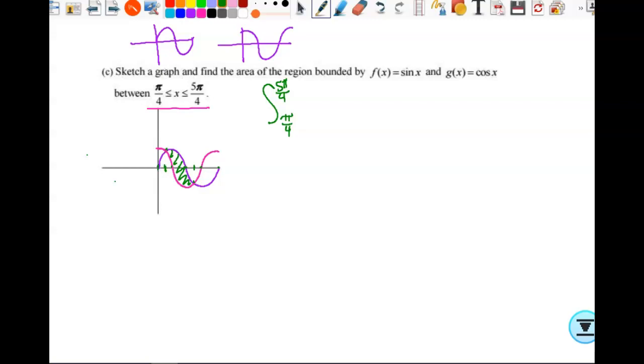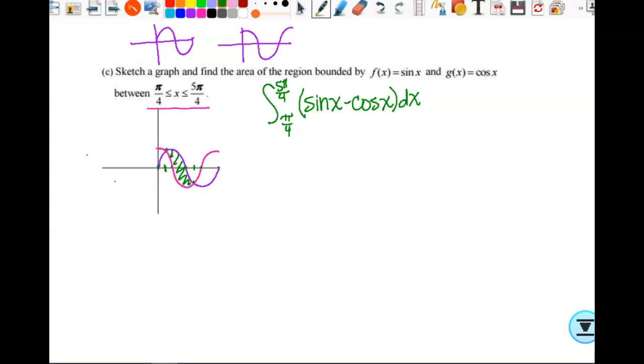The sine, purple sine. All right, so it's sine of x minus cosine x dx, because it's top minus bottom. We do top minus bottom and right minus left. That's why you have to actually see it. You actually need a sketch to be able to figure out which one goes on top.